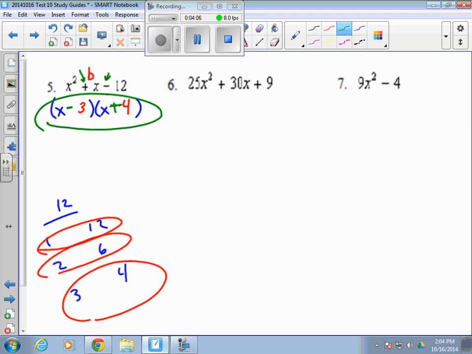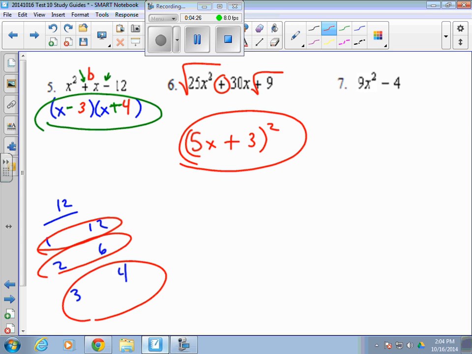Now 6 and 7 are both special circumstances. 6 is a perfect trinomial. You can take the square root of a: the square root of 25 is 5, and the square root of x squared is x, and the square root of c, the square root of 9, is 3. You can take the sign in front of b and say that it's plus, and it's squared. So anytime you have a perfect trinomial, this is something we do when we complete the square. You take the square root of a and c, put the sign in front of b, and then square it.